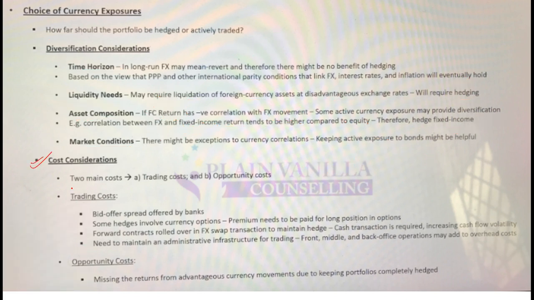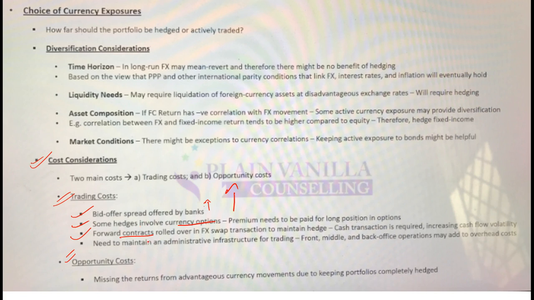With respect to cost, there can be two types of cost: trading and opportunity. Trading costs relate to any cost with respect to trading. For example, bid offer spread. If spread is high, that means cost is high. If spread is wide, cost is high. Some hedges involve currency options, and when you buy the option, you need to pay a price or a premium for it. Forward contracts do not have a cost. You can enter into a forward contract without a cost. That is, you do not need to pay something like option.